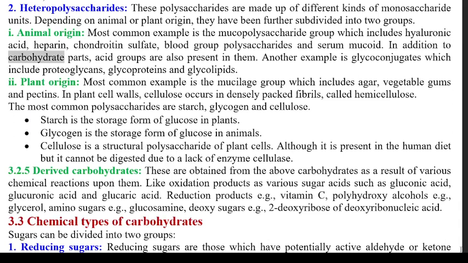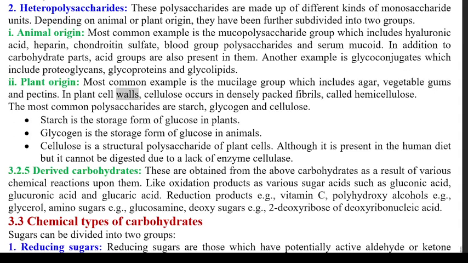In addition to carbohydrate parts, acid groups are also present in them. Another example is glycoconjugates, which include proteoglycans, glycoproteins, and glycolipids. 2. Plant origin. The most common example is the mucilage group, which includes agar, vegetable gums, and pectins.